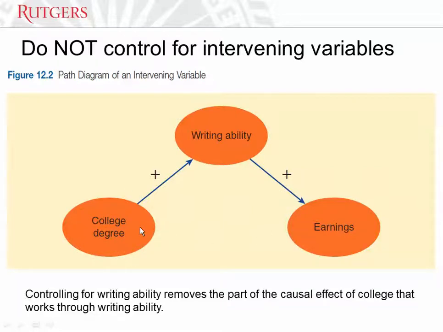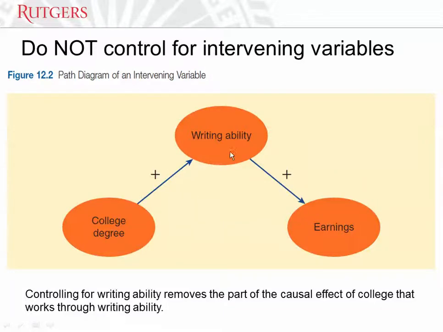So let's say being college educated leads you to write better, to be a good communicator, and then that influences the kinds of jobs you can get because you're able to write and communicate better, so you get higher level jobs with higher earnings. If that's the way that college has an effect on earnings, then we would not want to control for writing ability.